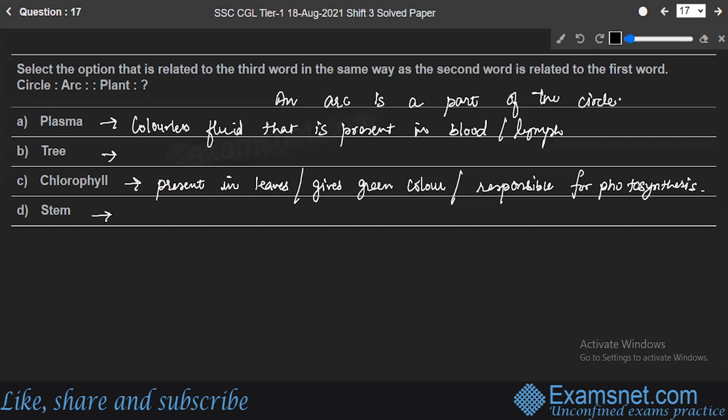So, stem, yes, stem is a part of the plant. So, I think the correct option is D. Circle is related to arc. That means arc is a part of the circle. Same way, stem is a part of the plant. Option D is the correct answer to the question. Hope you are clear. Let's move to the next question.